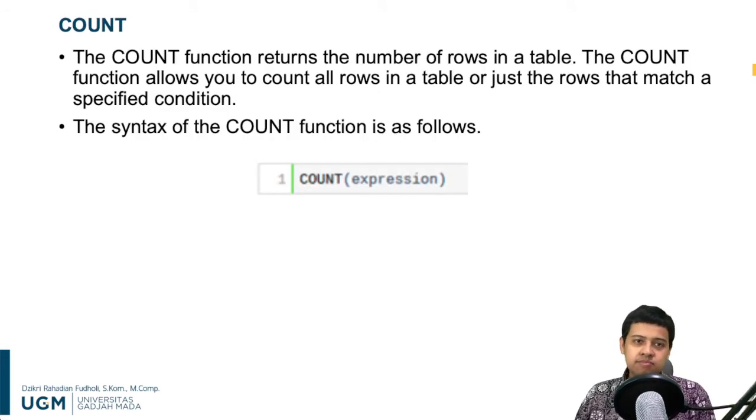Lastly, about the aggregation, the fifth function that we're going to talk about is the count function. The count function returns the number of rows in a table. So the count function allows you to count all rows in a table, or just the rows that match a specific condition. The syntax of the count function is as follows, just like this one.